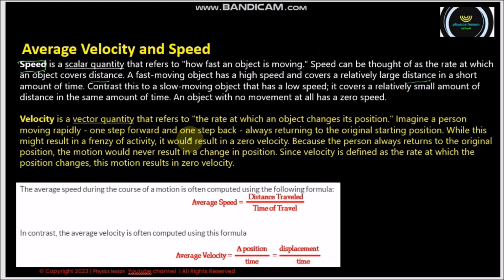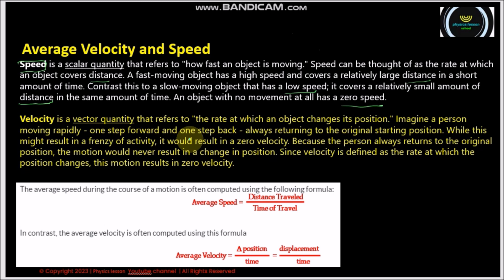In contrast, a slow-moving object has low speed. That means it covers a relatively small amount of distance in the same amount of time. An object with no movement at all has zero speed. If we are not moving, staying or sitting, there is no speed.